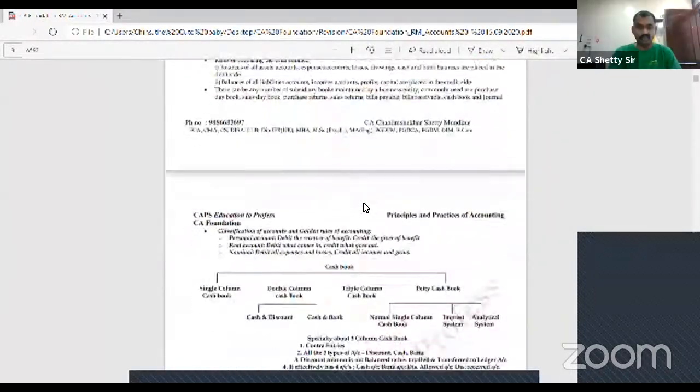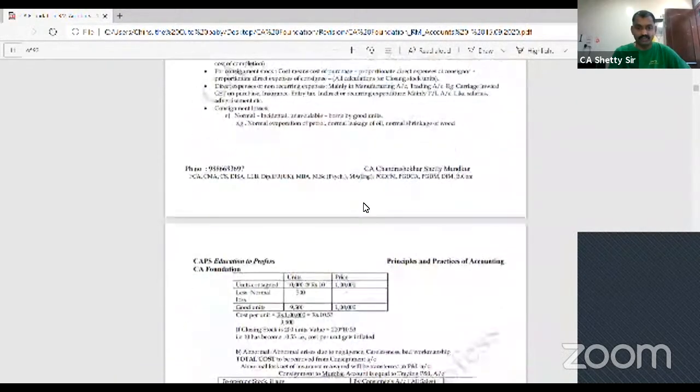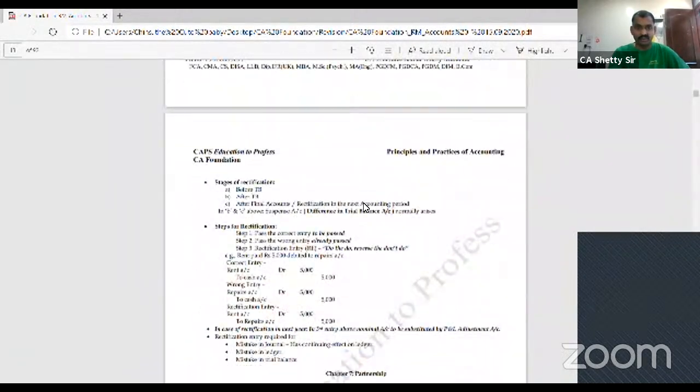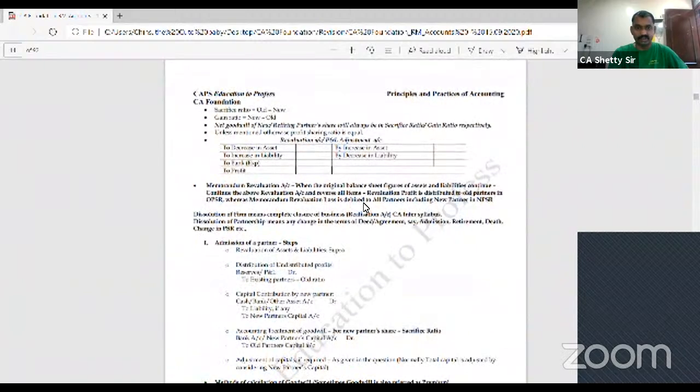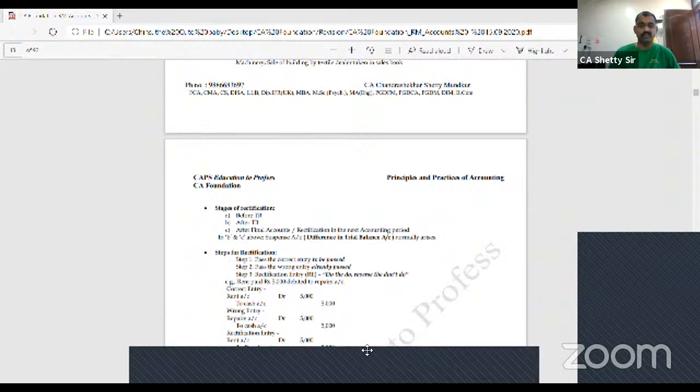Okay, so let us move on to the next topic. So we are in the revision class. I hope all of you are aware. So it is not a regular class, revision class, but still we are planning to do it in a reasonably exhaustive manner. So today's topic is partnership accounts. One of the beautiful topics.